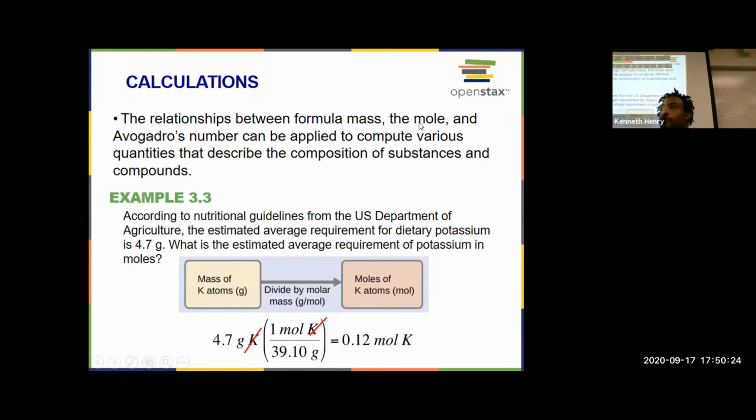Okay, so if we want to calculate the number of moles that a particular substance has, then we just divide by the molar mass. Okay?